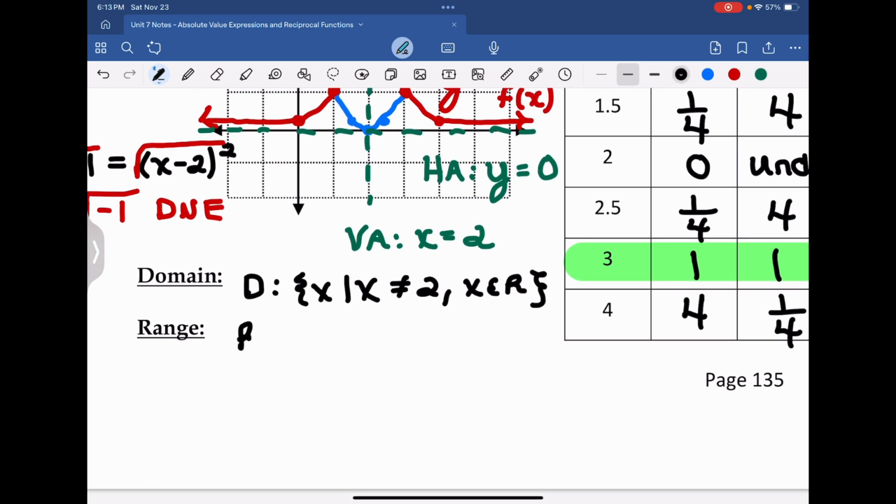So if we know that it's not going to be equal to 0, I want you to write range where we say that y such that y cannot be that 0 value, and as long as it's not that 0 value, then it can be any number in the real plane.